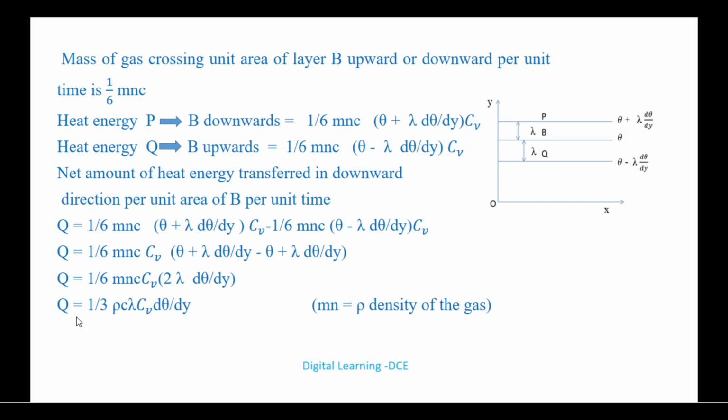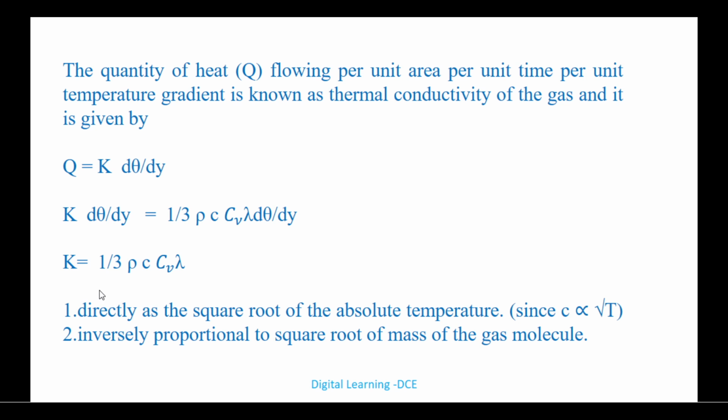Then by the definition, the quantity of heat flowing per unit time per unit temperature gradient is known as thermal conductivity of the gas, and it is given by Q = K dθ/dy. That is, the amount of heat is directly proportional to temperature gradient, and K is the proportionality constant, and it is known as coefficient of thermal conductivity, and this is nothing but the amount of heat flowing per unit area.